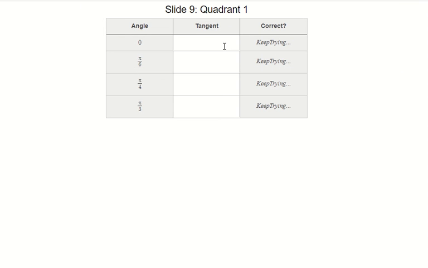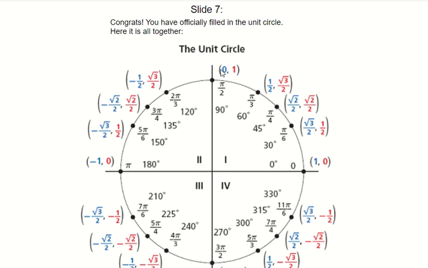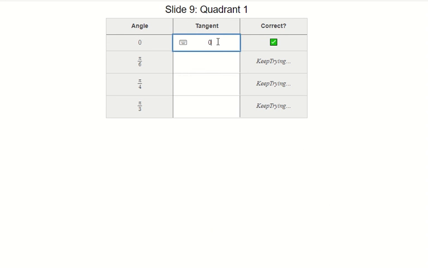So if I'm trying to find the tangent at 0, let's look back at this unit circle. My x value is 1 and my y value is 0. So that means if tangent is y over x, it's just 0 divided by 1, and 0 divided by 1 is 0.